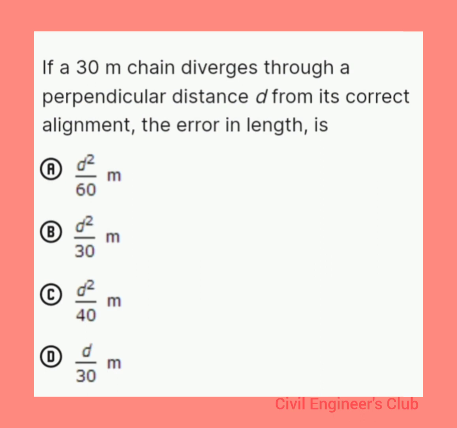Question number 1. If a 30-meter chain diverges through a perpendicular distance of small d from its correct alignment, the error in length is option A small d square divided by 60 meter, option B small d square divided by 30 meter, option C small d square divided by 40 meter, option D by 30 meter. Here the correct answer is option A small d square divided by 60 meter. Option A is the correct answer for this question.